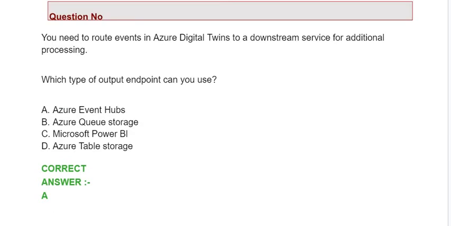Next question is, you need to route events in Azure Digital Twins to a downstream service for additional processing. Which type of output endpoint can you use? Options are Option A. Azure Event Hubs. Option B. Azure Queue Storage. Option C. Microsoft Power BI. Option D. Azure Table Storage. Correct answer is option A. Azure Event Hubs.